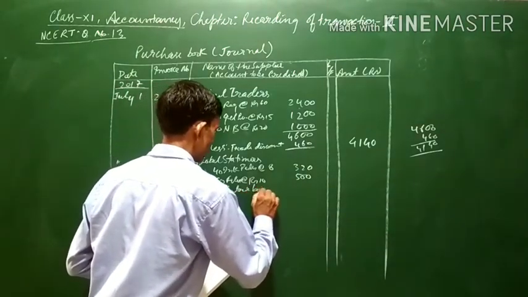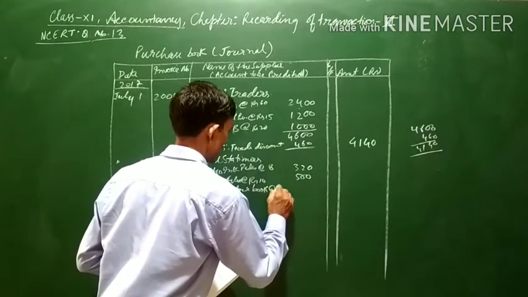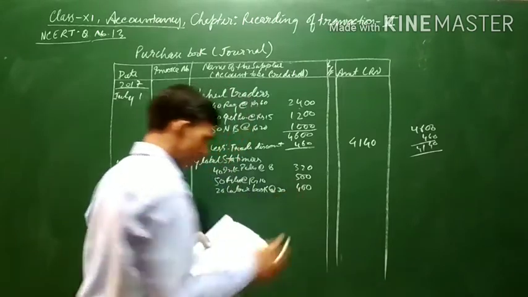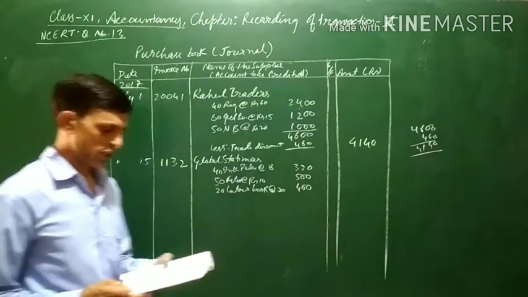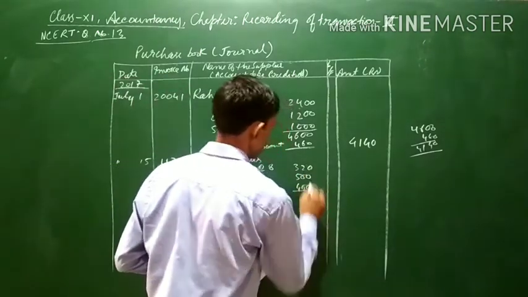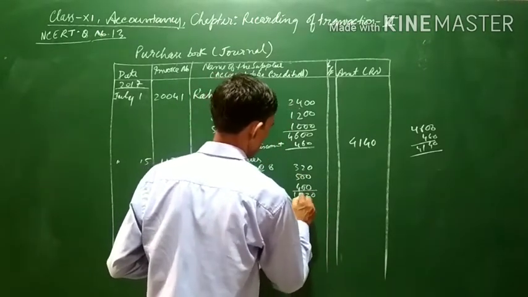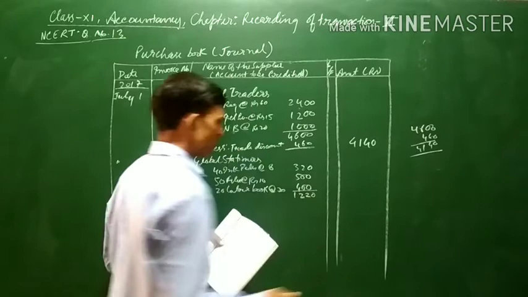Color books at the rate 20. It will come to 400. Now here again trade discount is there, 5% is there. Total will come to 1220. This is the total amount.